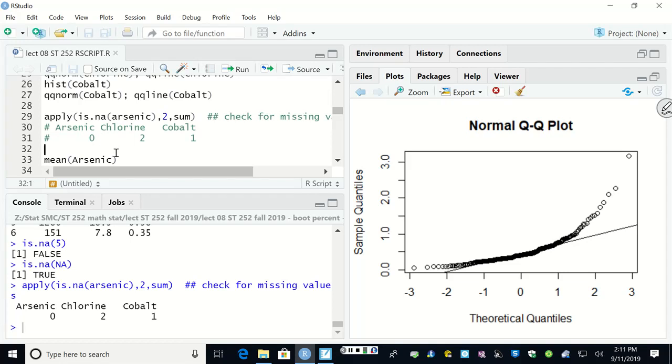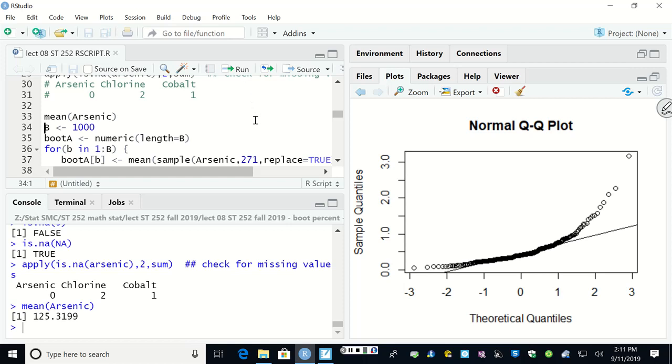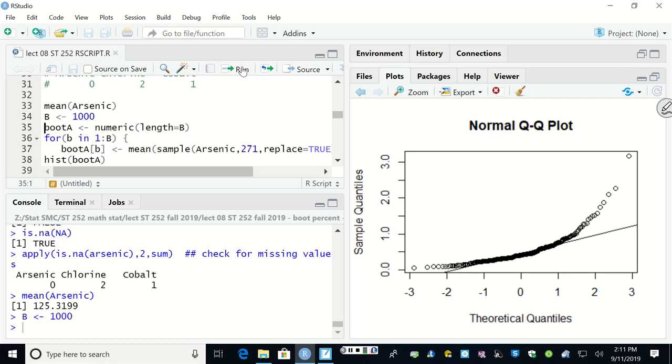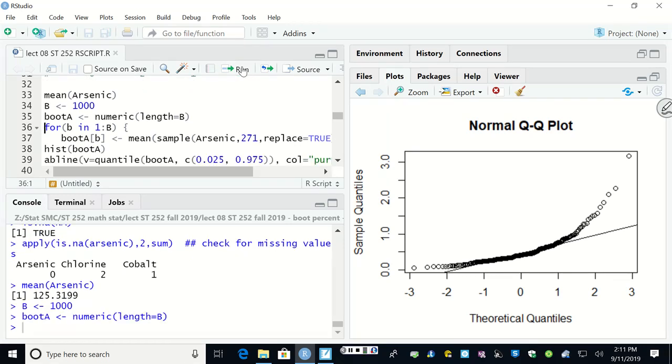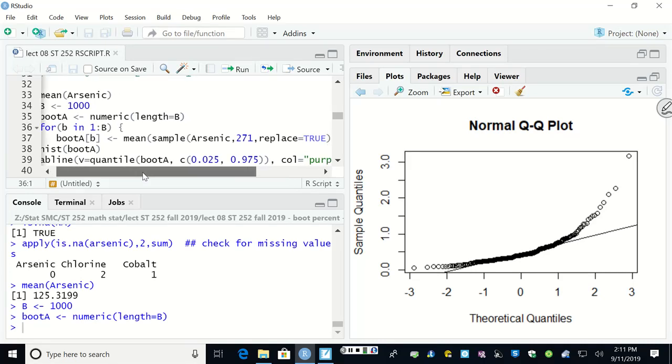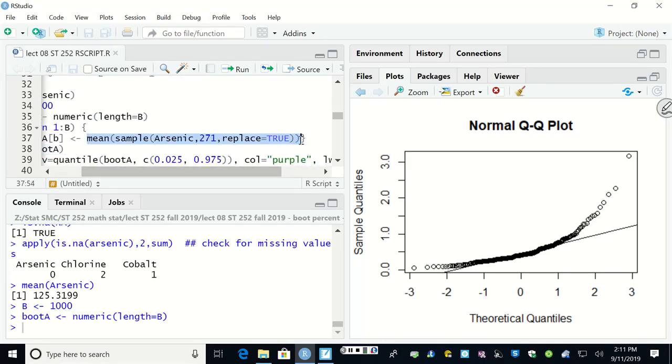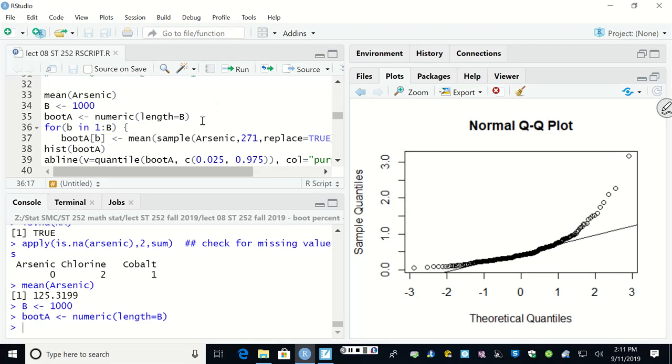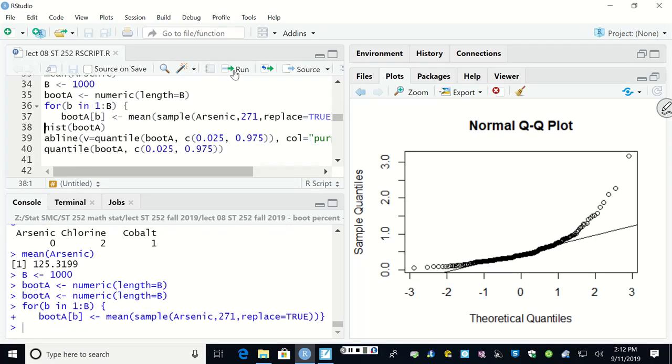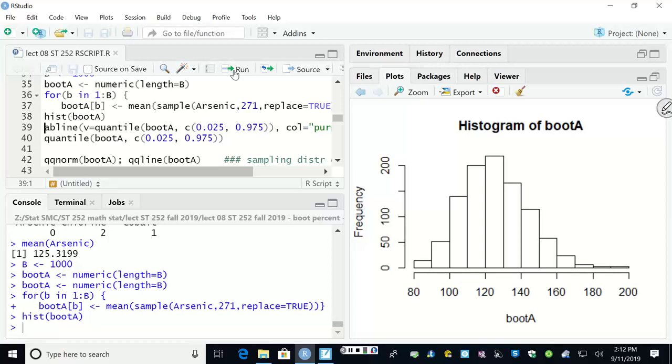It's good to look at your data, whatever analysis you're doing. The average arsenic was 129. Now let's do a confidence interval for arsenic. Let's do 1,000 simulations. I'm going to save the bootstrap averages in that boot A, bootstrap averages for arsenic. And there were 271, so I'm going to sample those with replacement. There's the sample command, I'm going to hit the average. So that implements it. Do it 1,000 times. So that's all set up there. Click, click. Here's the 1,000 averages.